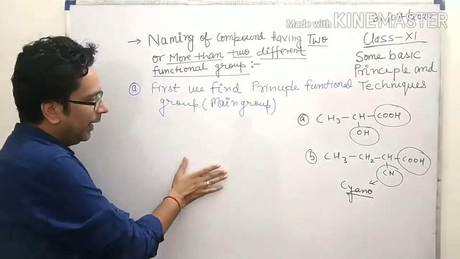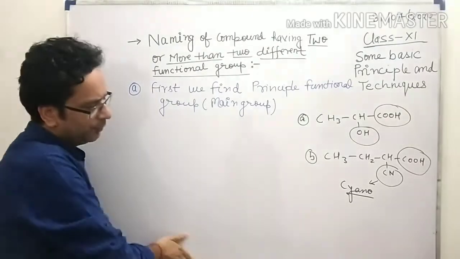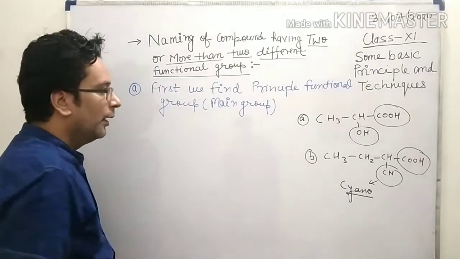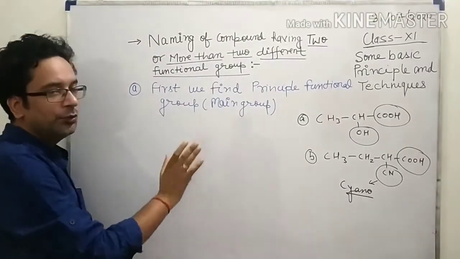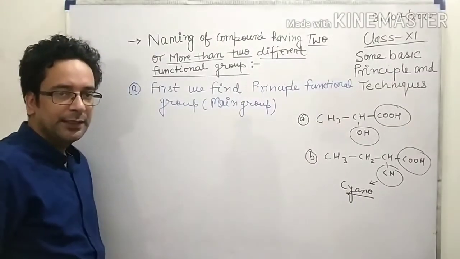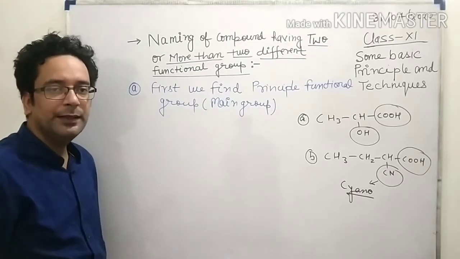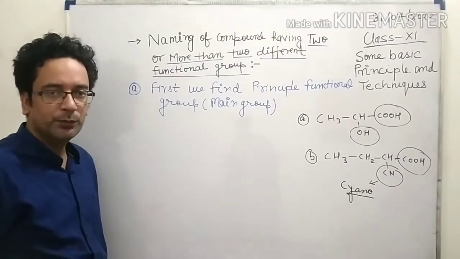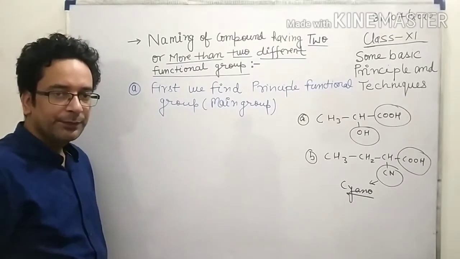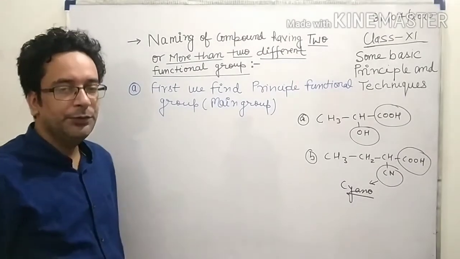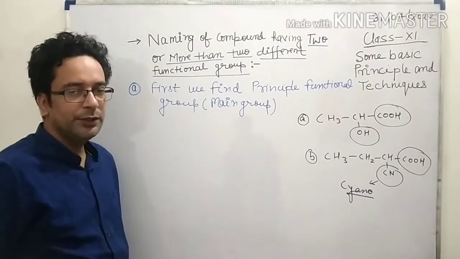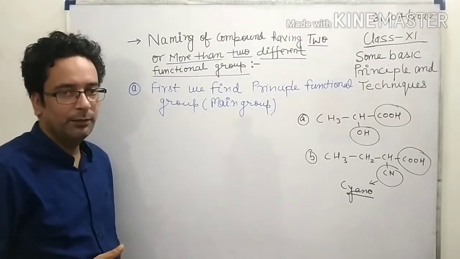Here I am going to explain some examples related to the priority table. Now when two or more than two different groups are present in a compound, first you find the principal functional group, that is main group. If you find the principal functional group, then you can easily write the name of the organic compound.